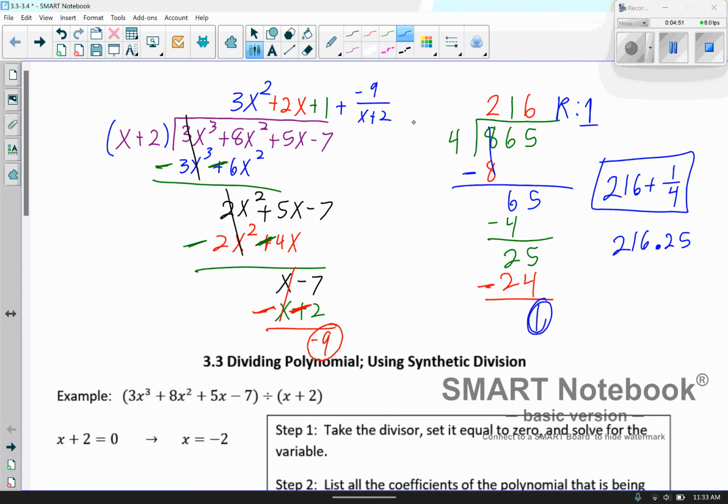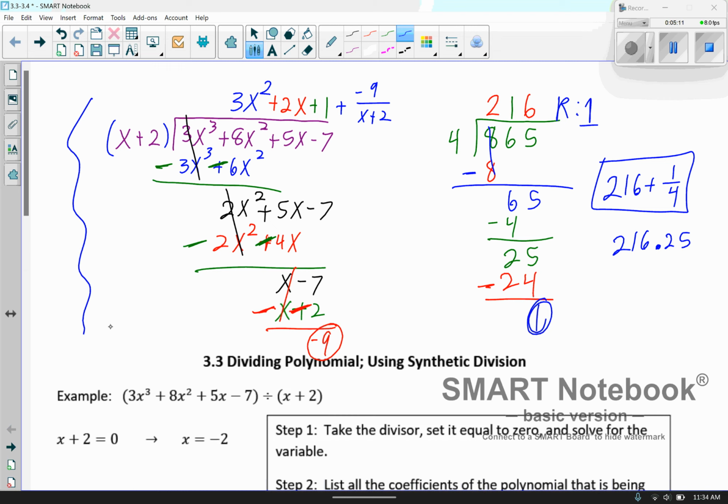Okay, so like I said, hopefully you've done this before, but we're actually going to do a different way. We're going to use synthetic division, which is actually a little bit easier. The first couple of examples you might be like, this is kind of weird, which it is, but it's not difficult. It's actually a lot easier than what I just did right here.